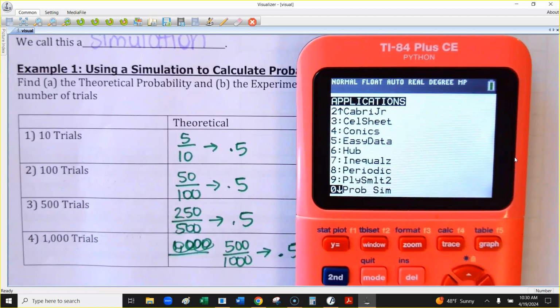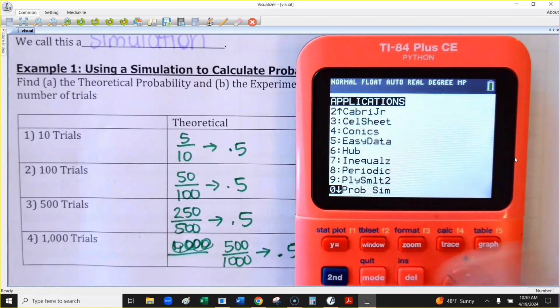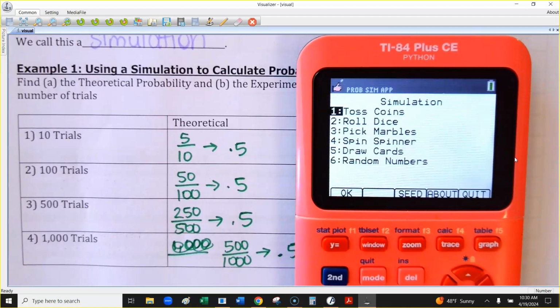It'll say PROB SIM, which stands for probability simulation, but that's what you're looking for. So I'm under the apps menu. It's right next to math probability simulation. Just hit enter, and you can do different stuff. There's a bunch of different things that are programmed in here.